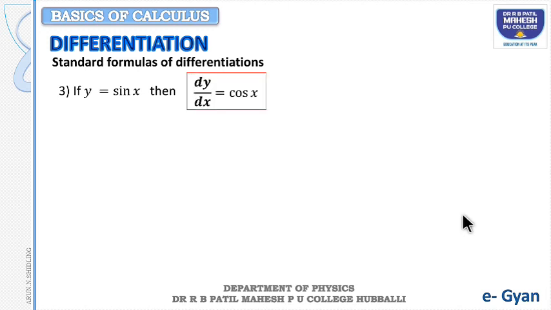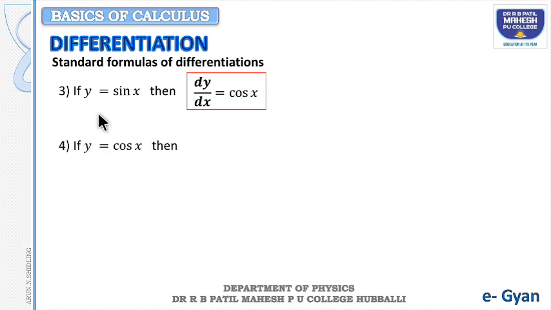So now let us try to take some of the standard formulas of differentiation. For this, I don't have any option. Unfortunately, you need to know these formulas. Later you are going to study them in mathematics, but presently you need to know the language of physics. So this is the basic language that I am trying to teach you.